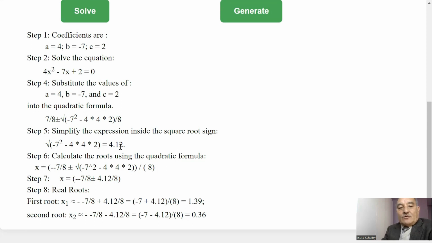It is positive 41, so it should have two distinct real roots. This is the simplified form with positive and negative sign here. Finally, with the positive sign, we get this root here, and the other here considering the negative sign. These are the two distinct real roots of the quadratic equation 4x squared minus 7x plus 2 equals 0.